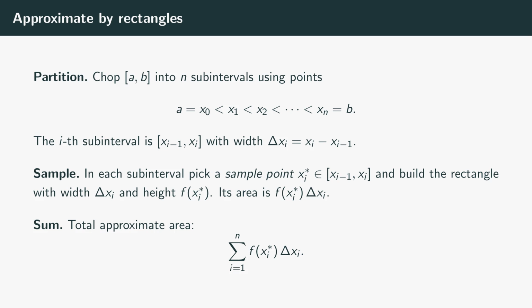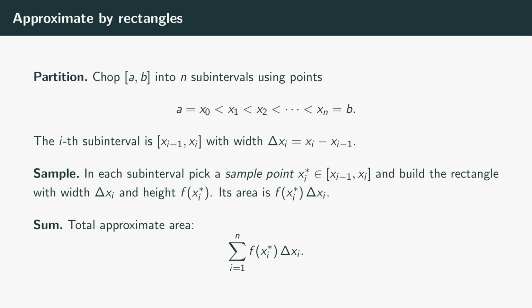The width of the ith piece is delta x sub i, defined as x sub i minus x sub i minus 1. Now in each piece, pick one point, call it x sub i star, anywhere inside the ith subinterval. That's the sample point. Build a rectangle whose base is the ith subinterval, and whose height is the value of f at the sample point. The area of that rectangle is f of x sub i star times delta x sub i. Add up the areas of all n rectangles. That sum, the sum from i equals 1 to n of f of x sub i star times delta x sub i, is an approximation to the area under the curve.